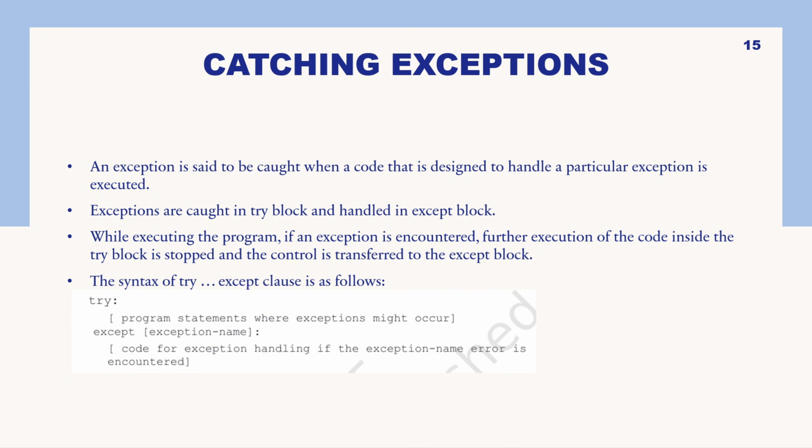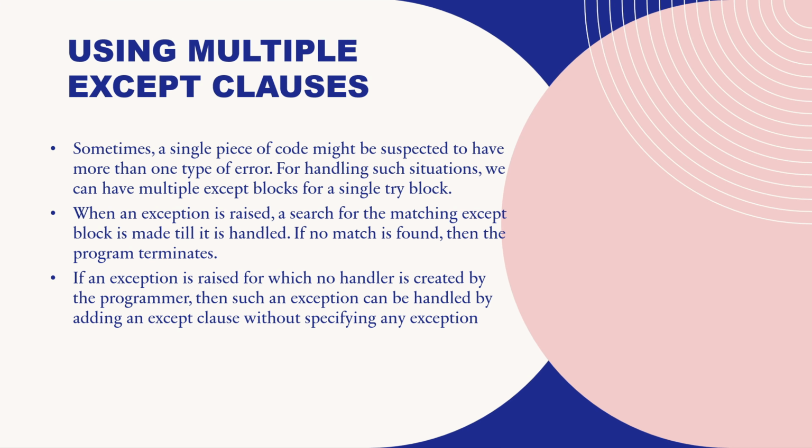Let us learn about all the different ways we can handle our exception. One way to use our except clause is using multiple except clauses. Sometimes a single piece of code might be suspected to have more than one type of error. For handling such situations, we can have multiple except blocks for a single try block. When an exception is raised, a search for the matching except block is made till it is handled. If no match is found, then the program terminates.